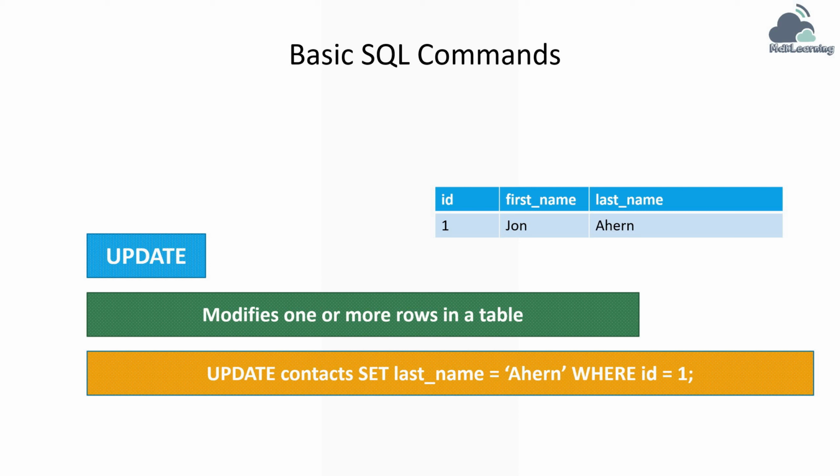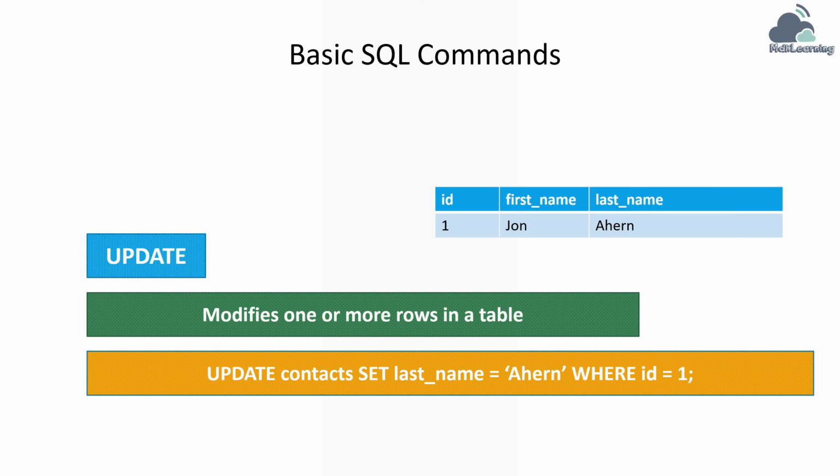Once I execute that update statement, I'll have a row in that table where the first name is John, the last name is Ahern, and notice the ID stayed the same, right? We're updating that particular row. We're not creating a whole new row.